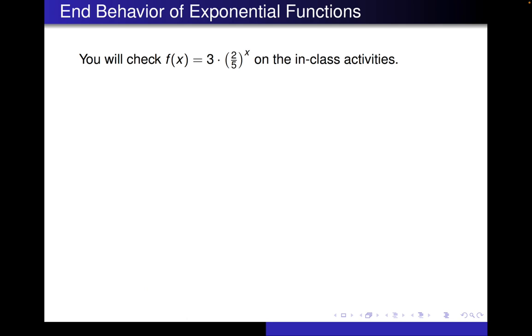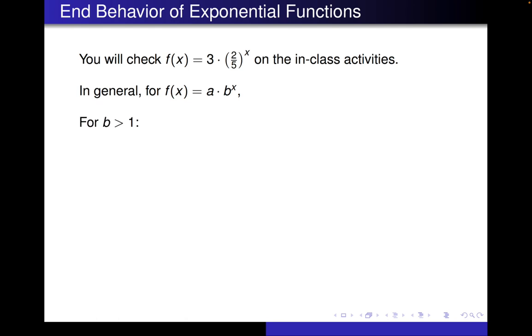Now, on the in-class activities, I'm going to have you do this exact same type of analysis on 3 times 2/5 to the x, so that you can see what happens when you have a b value that is smaller than 1. So you have exponential decay. But I will give away now what the general rules are, but again, I want you to do this analysis to see if you can verify it. So if you have a times b to the x, the end behavior is almost entirely determined by b. There's a little bit of influence of a, as we'll see in a bit.